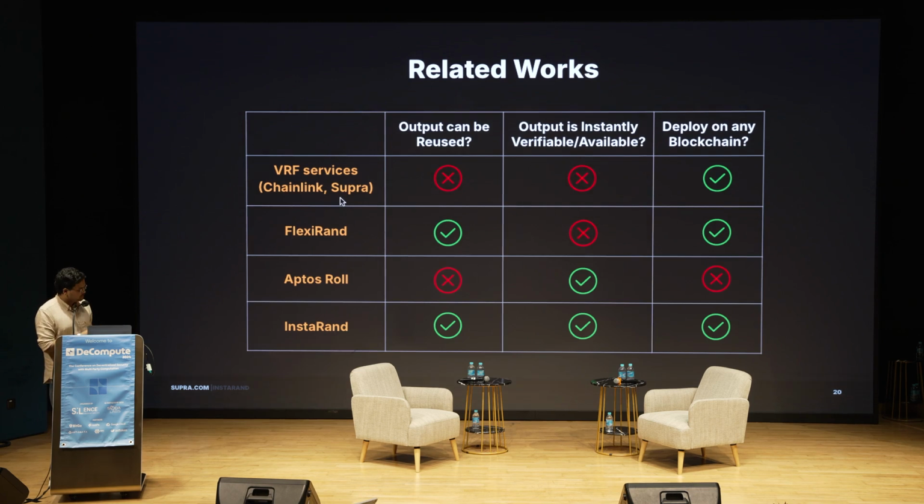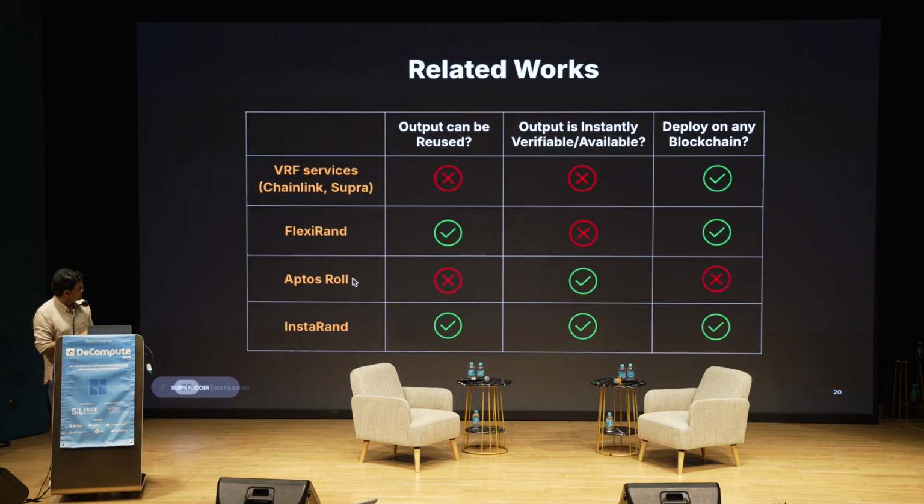So the traditional VRF services do not allow you to reuse the output because the output over there is public, and you cannot also do instant verifiability, or the output is not instantly available. You need to go through two blockchain transactions, and the client has to make the query to the VRF service and so on. But it can be deployed on any blockchain because it does not rely on the underlying blockchain consensus algorithm. FlexiRand, which I discussed previously, allows you to reuse the output. However, the output cannot be instantly verified, as I described. You need to verify all the outputs together. So it is not instantly verifiable. But again, you can deploy it on any blockchain.